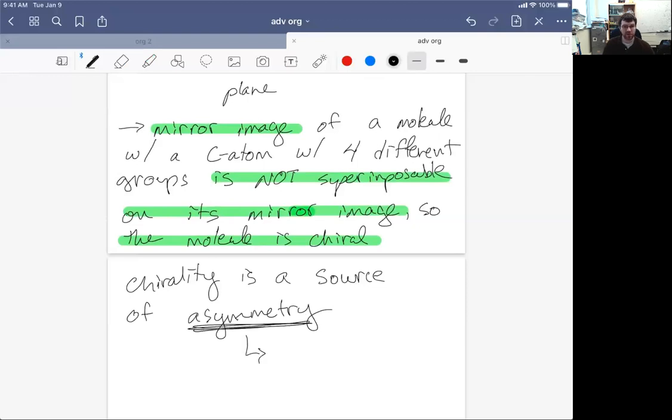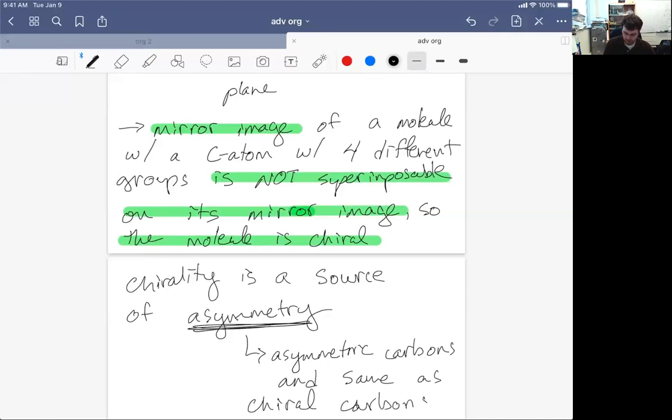So asymmetry is a really interesting word, and we say that asymmetric carbons are the same, synonymous, as chiral carbons, which is the same as a stereocenter. So we have these sort of terms coming out.